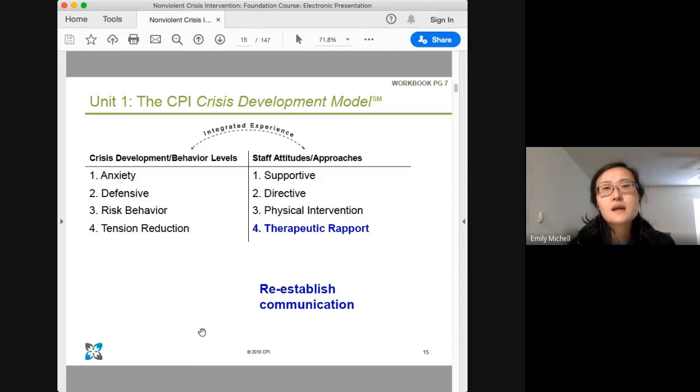Something to note with this model is that students might not be classic 1, 2, 3, 4. They could be anxiety, they could jump to risk, they could go down to defensive. They might not even ever get to that risk behavior. Maybe they'll just stay at that anxiety level or that defensive level. And so this is helpful to us so that we know how to respond to that student appropriately rather than underreacting or overreacting. That should be it for that slide.